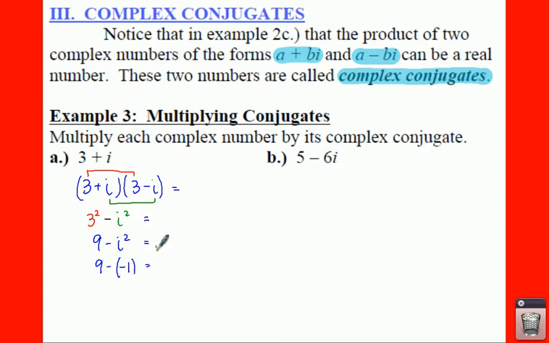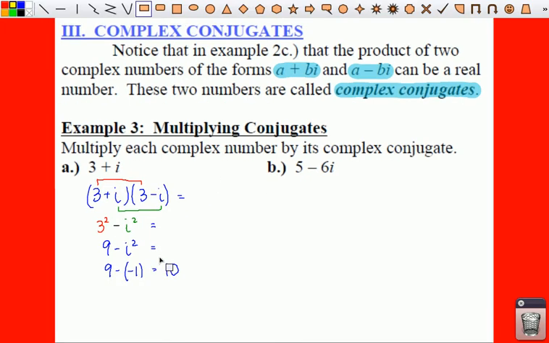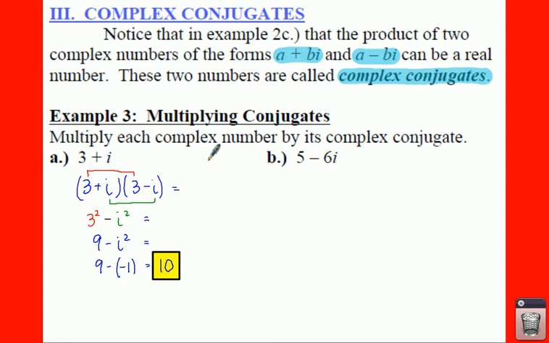Then that gives you a 9 minus i squared, which is really 9 minus negative 1, which gives you a 9 plus 1, which is 10. So the nice thing about multiplying by a complex conjugate is you get rid of your i's, which could hurt in some cases.